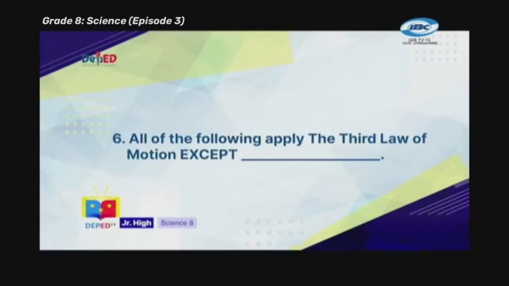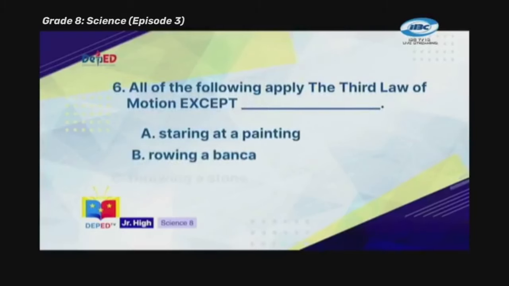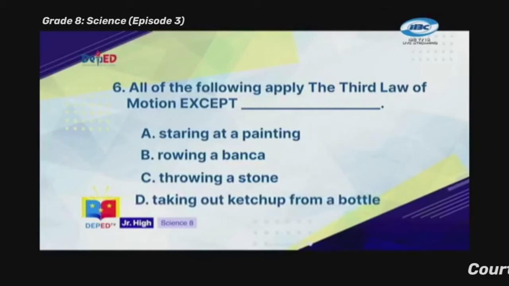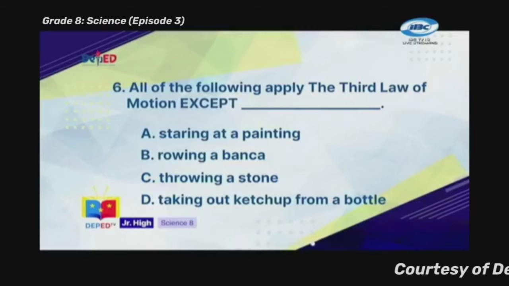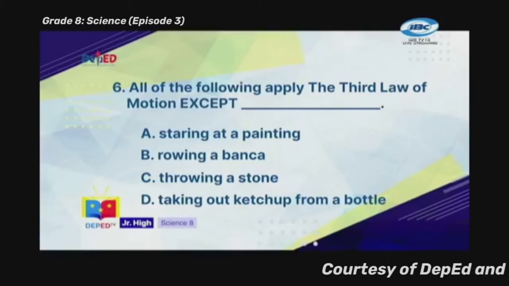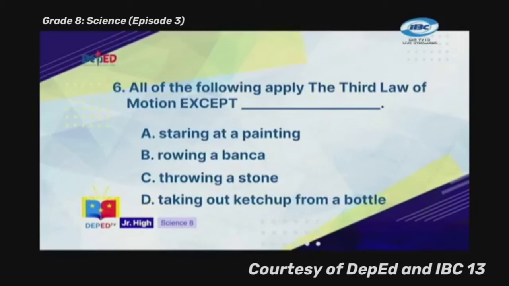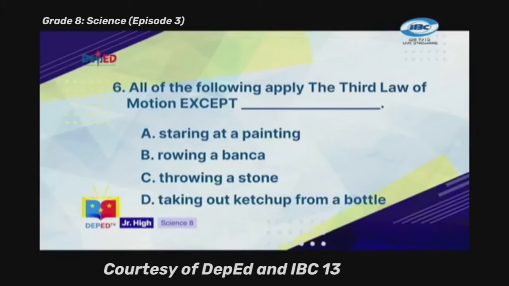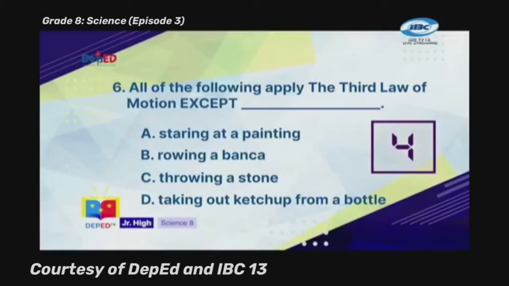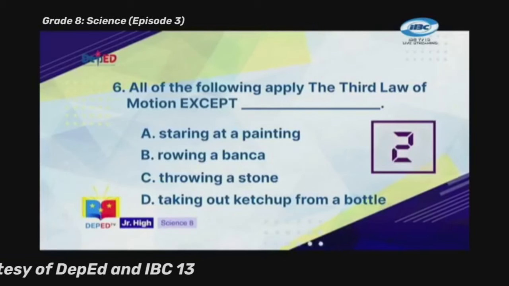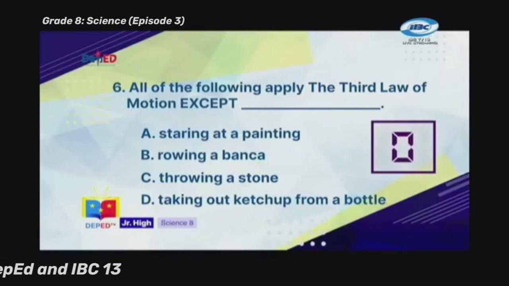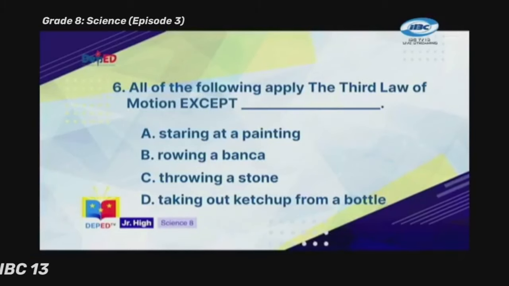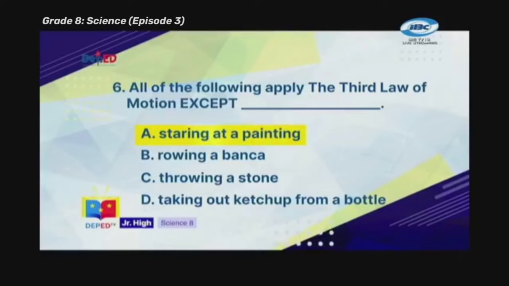All of the following apply the 3rd law of motion except A. Staring at a painting. B. Rowing a banca. C. Throwing a stone. Or D. Taking out ketchup from a bottle. The correct answer is A. Staring at a painting.